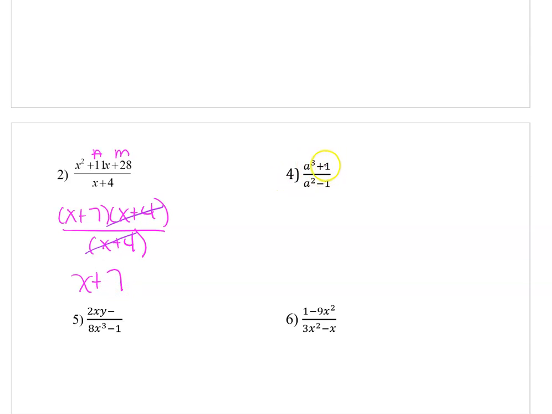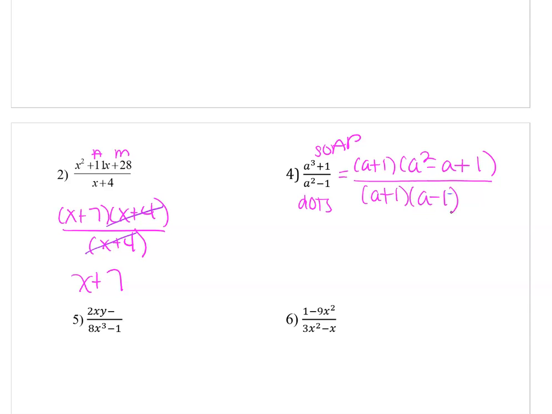For 4, the top is 2 terms, but they look like perfect cubes. So this is SOAP. The bottom is DOTS. So recognizing factoring is going to be important in this unit. Okay, so I took the cube roots, same, opposite, always positive, square, product, square, all over DOTS, which is a plus 1, a minus 1. I can cancel out the a plus 1's, and essentially this is what I would then have left over as my answer.